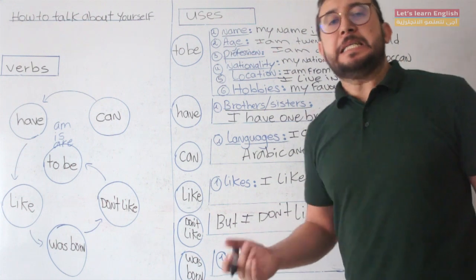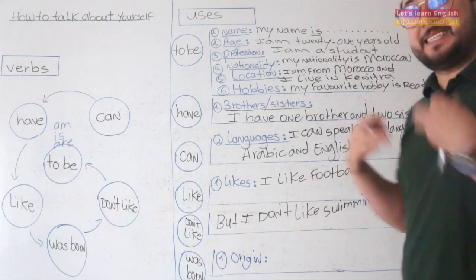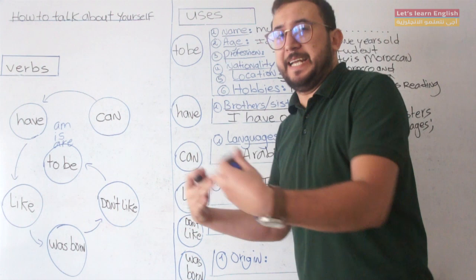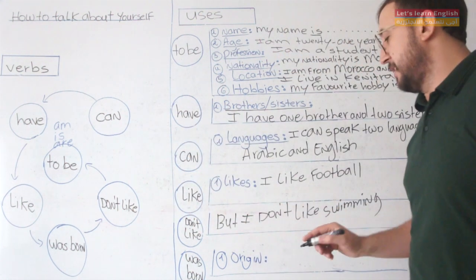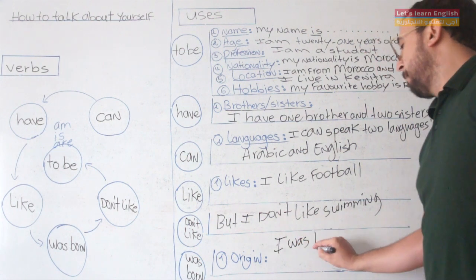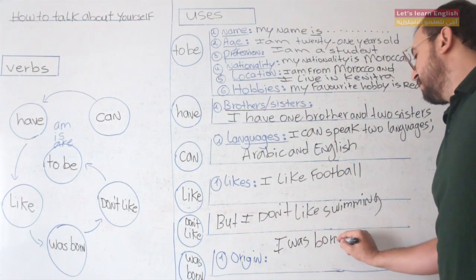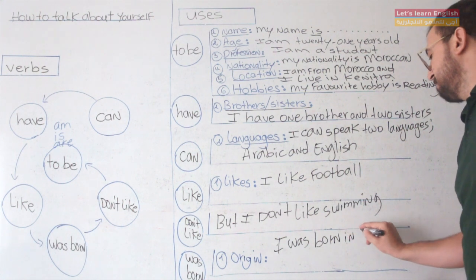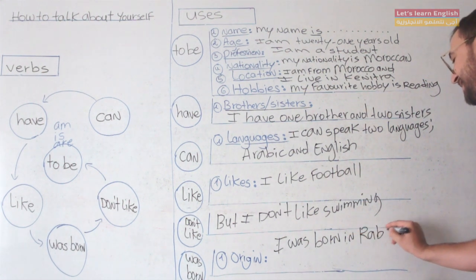The origin, ذاك الإزدياد اللي تزدتي فيه مثلا, تحاول تتكلم عليها تقول I was born, يعني خلقت فيه أو تزدت فيه مثلا, right? So, you can say here, I was born, for example, in, let's say, Rabat.